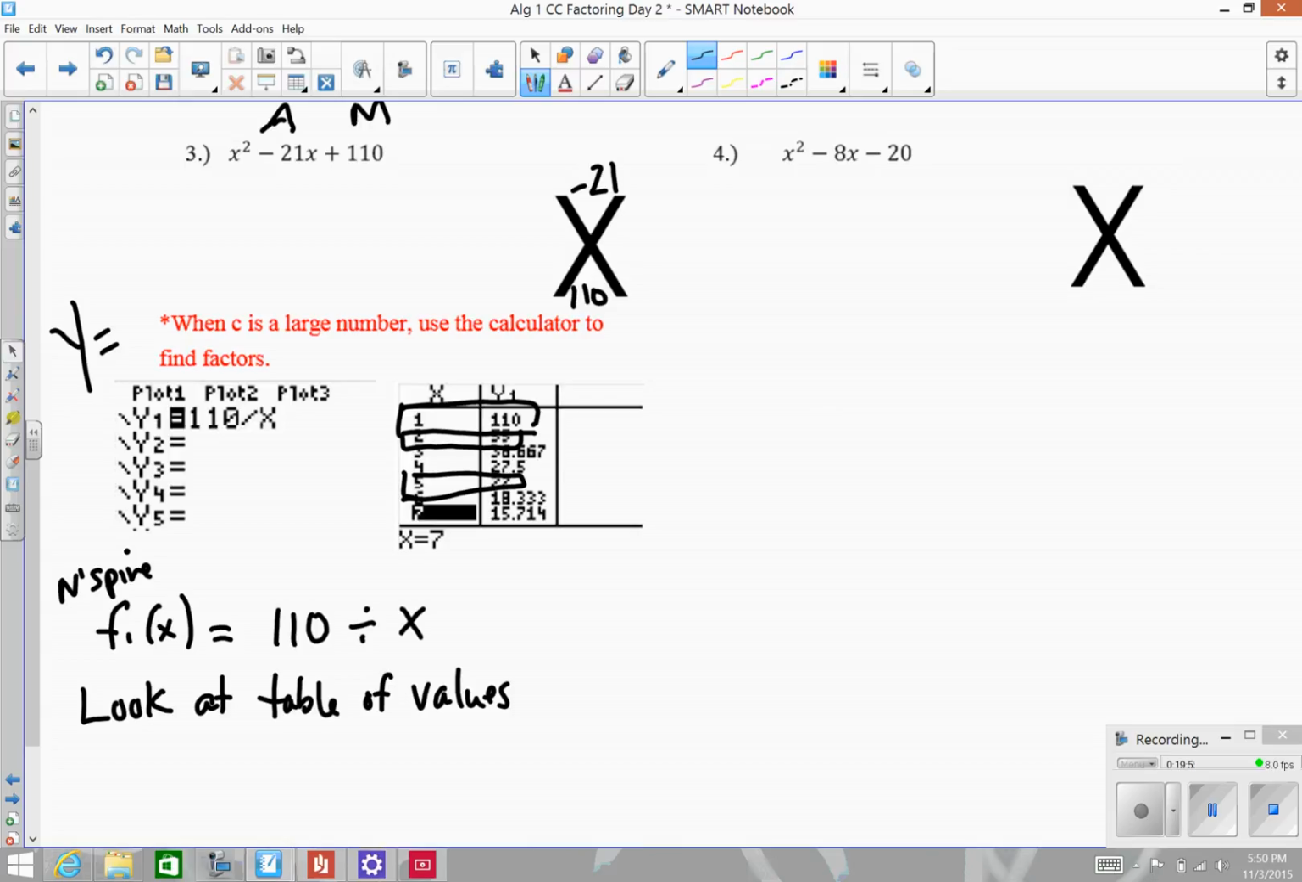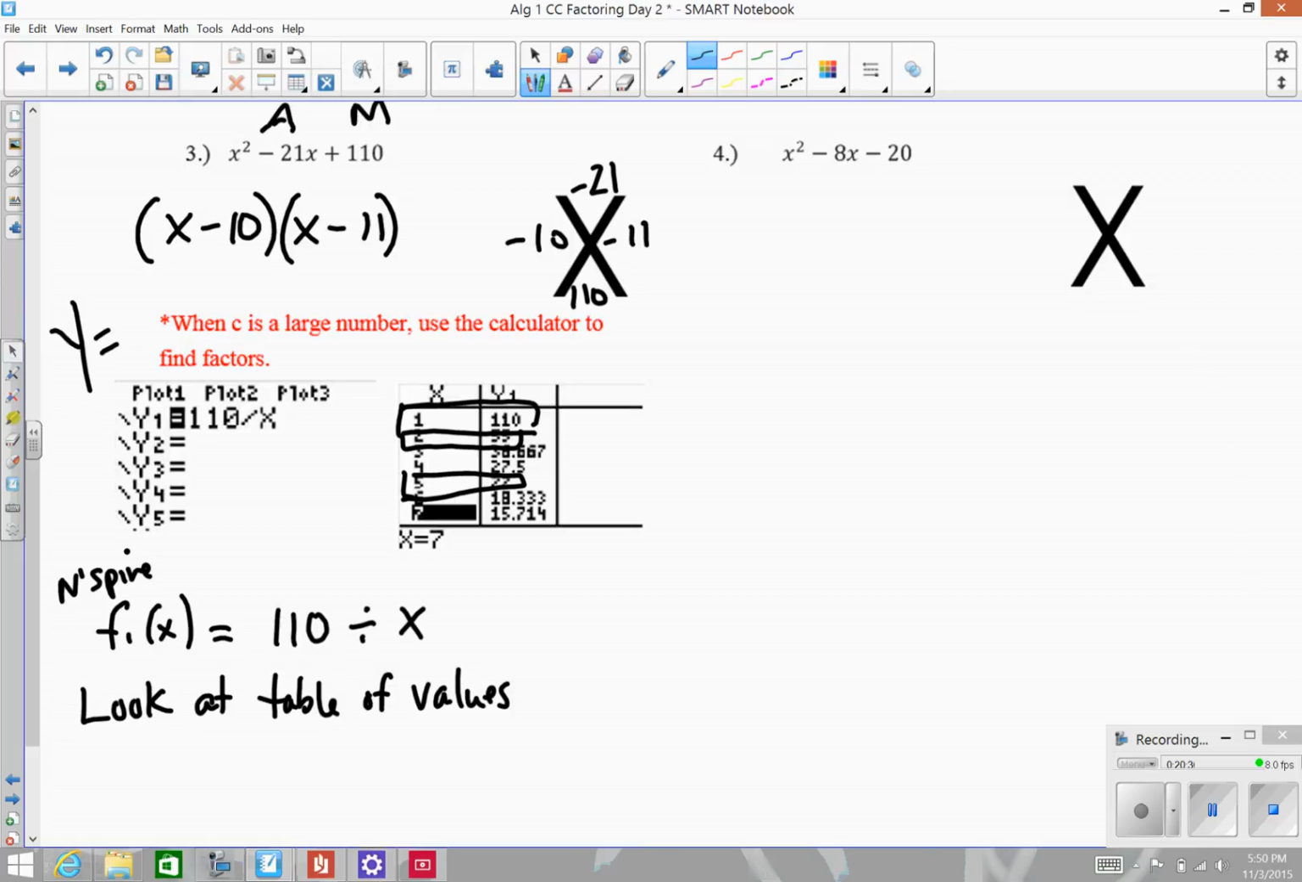But if I scroll back and look at some of my negative numbers, I'm going to find that -10 times -11 is going to multiply to give me a positive 110 and add up to negative 21. I could put those in my box to check, but I know those are going to be the second part of my binomial factors. So I'm going to have an x minus 10 and an x minus 11. I'm going to leave that to you to check, to make sure that if you multiply those, you really are going to get x squared minus 21x plus 110.